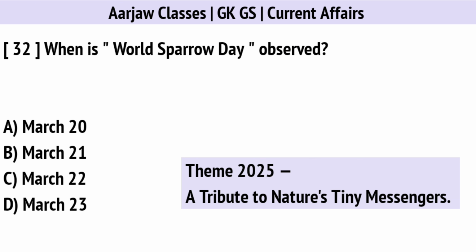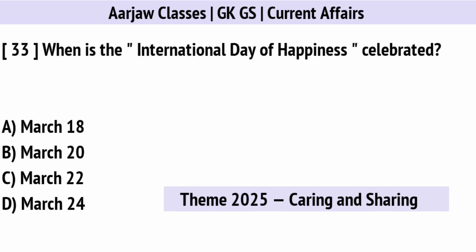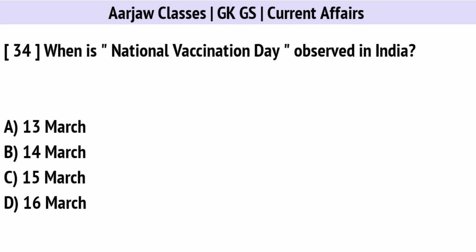When is World Sparrow Day observed? Right option is A. On 20th March. International Day of Happiness celebrated every year on which date? Right option is B. On 20th March. When is National Vaccination Day observed in India? Correct option is D. On 16th March.